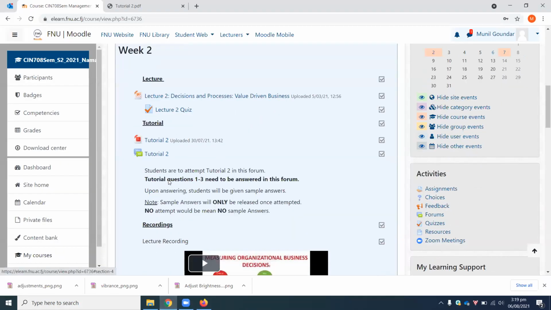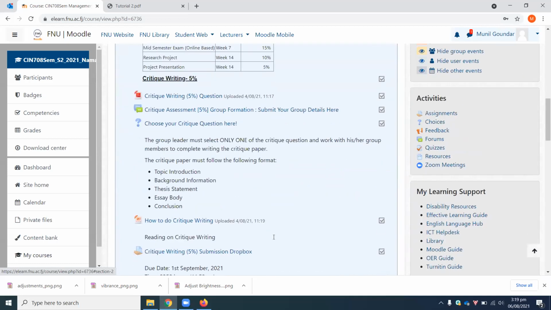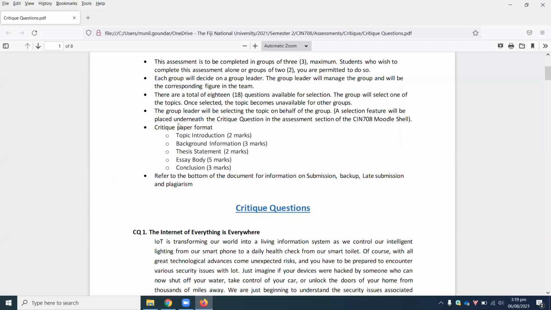Now, here's the thing. So this is the selection spot. Here. Okay, so this is your selection spot, which says choose your topic, choose your critic question here. Tomorrow 1 AM it is available. So from tomorrow, you can go around choosing your topic. The group leader will be selecting the topic on behalf of the group. A selection feature will be placed underneath the critical question assessment section of the CIAN 708 Moodle shell.